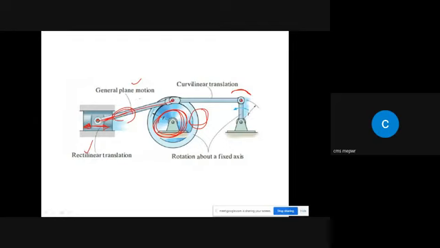This component is basically following a path like this. That means when this rotates, it moves like this. So this has curvilinear translation, and this portion and this portion are basically rotating about a fixed axis, so they have rotation about a fixed axis. Okay, sorry, I have made a mess of this diagram, but I hope that you understand.